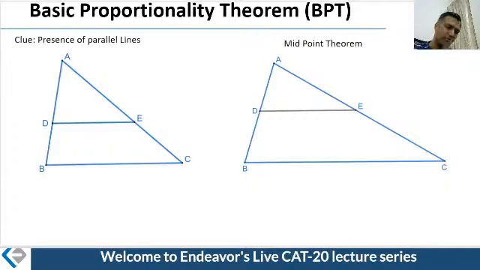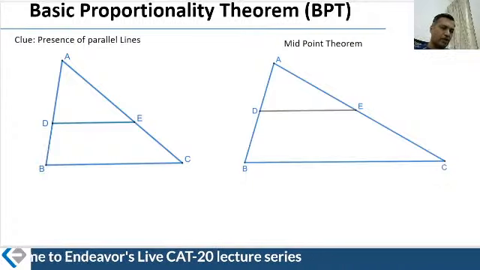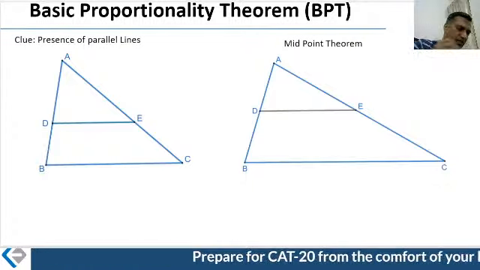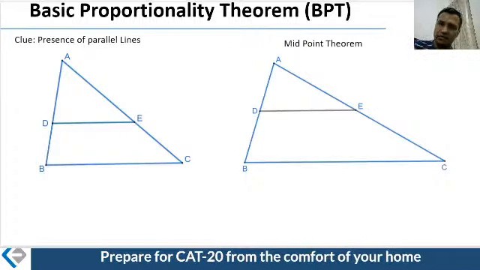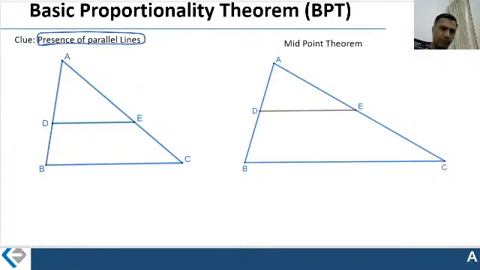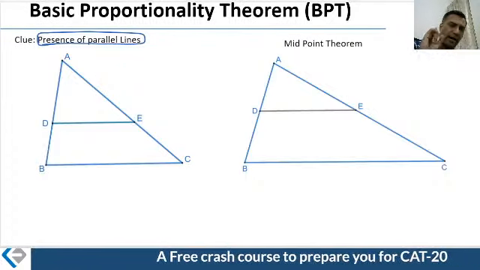Let's take one more, but before that, we'll take it up towards the end a little later. Let's go to the next theorem, the basic proportionality theorem. Again, you need to understand this. This is what you learn in high school and conveniently forget. What is the basic proportionality theorem? What is the trigger? The presence of parallel lines. The trigger for the basic proportionality theorem is the presence of parallel lines.